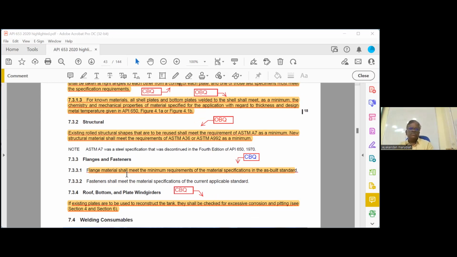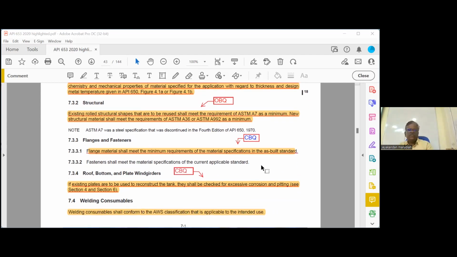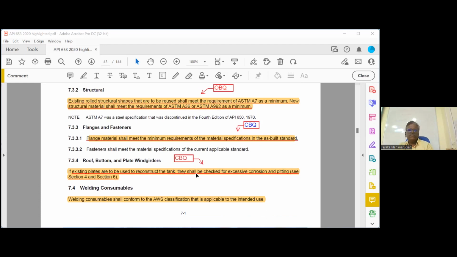Then highlight this one, close book. Flange material shall meet the minimum requirements of the original standard. For any new material, we have to use the generally current applicable standard. For flanges, we have to use the original standard. Then roof and bottom plates: the existing or reused plates to be reconstructed shall be checked for excessive corrosion and pitting. That is a close book question.